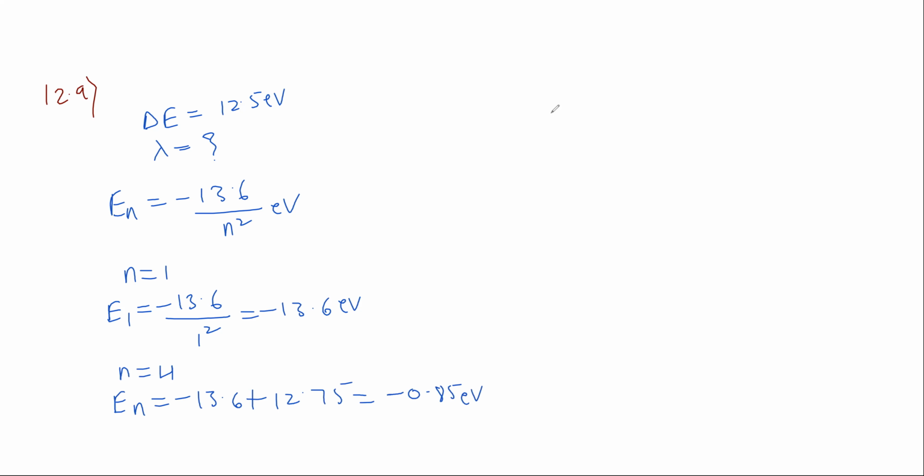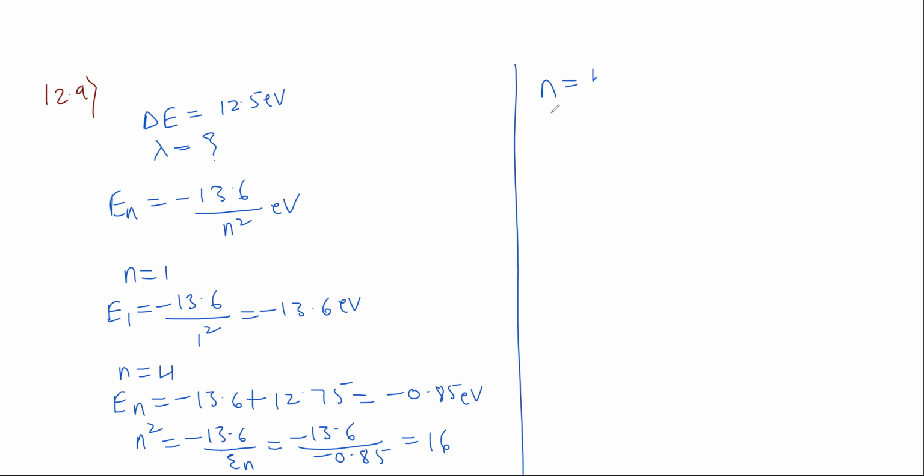So similarly, n square value we got as minus 13.6 divided by En, that is minus of 13.6 divided by En value, which is minus 0.85. Simplifying this, we get 16. So n square value is 16. So what is the n value? n value is 4. Thus we say the electron is excited to the fourth level.